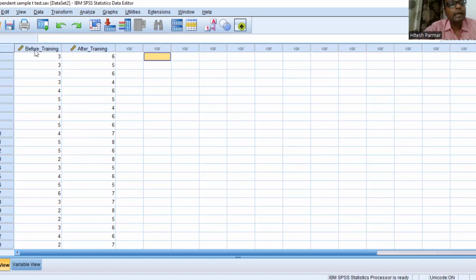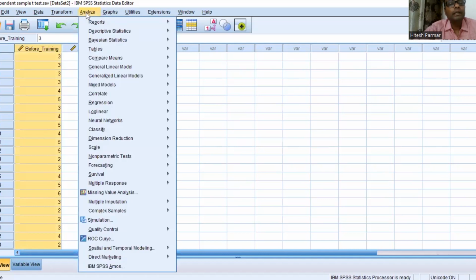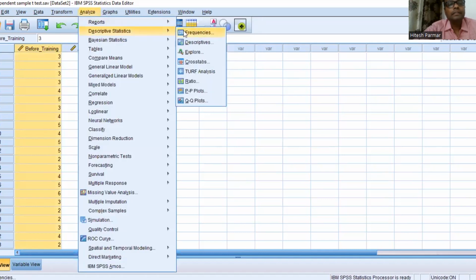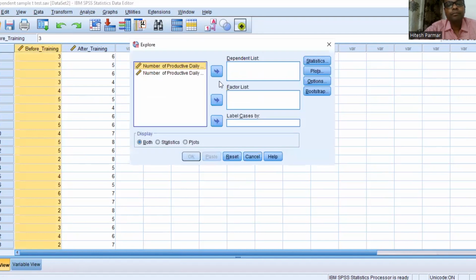Now you are aware that as this is a parametric test, it is compulsory to test the normality. So let us test the normality. To test the normality, we need to click on Analyze, Descriptive Statistics, and Explore. Whichever variable we would like to test for normality, we need to put into the dependent list.